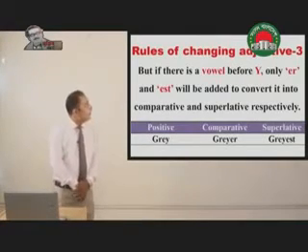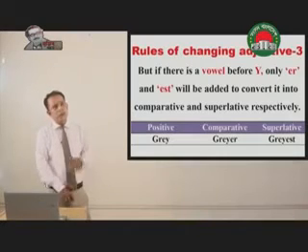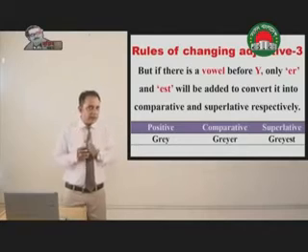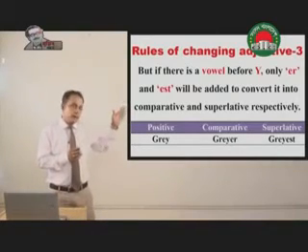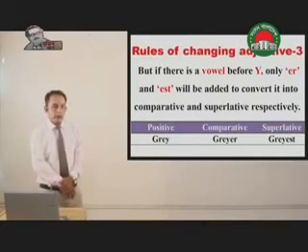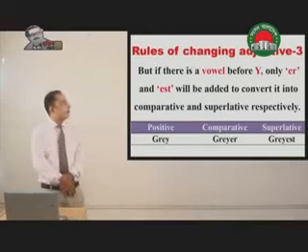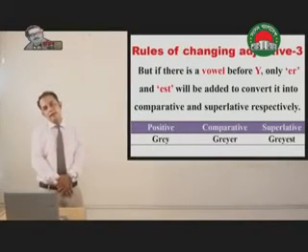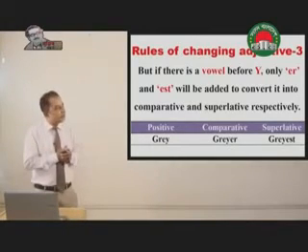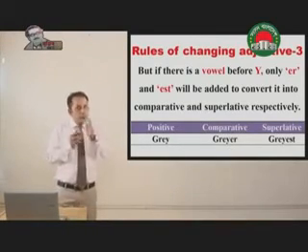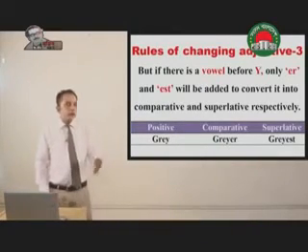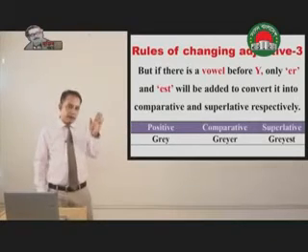But if there is a vowel before Y: in rule 2, we learned that the last letter is Y and there is a single consonant before Y. But if the last letter is Y and there is a vowel before it, only ER and EST will be added to convert it into comparative and superlative. Dear students, I repeat, only ER and EST will be added, right?